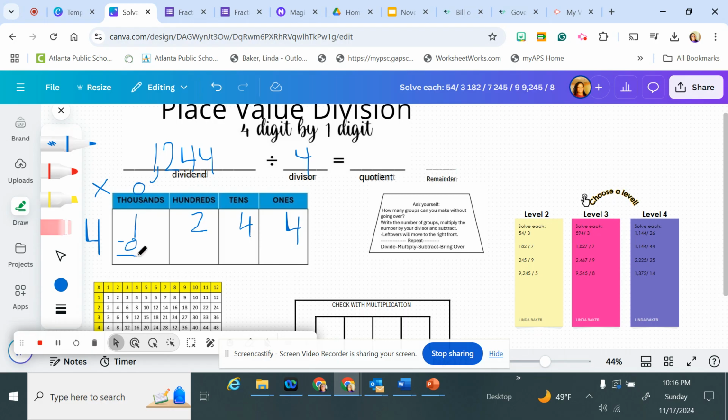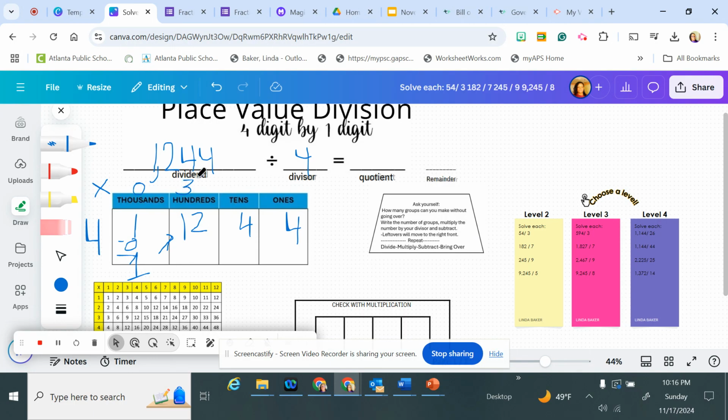Whatever is left, which is 1, I have to move it over here. And now this doesn't become 2, it becomes 12. So now that 1,000 makes this 200 become 1,200. Okay? Now it says here to repeat. So now I ask myself again, how many groups of 4 can I get out of 12? 3. So I'll put the 3 here.